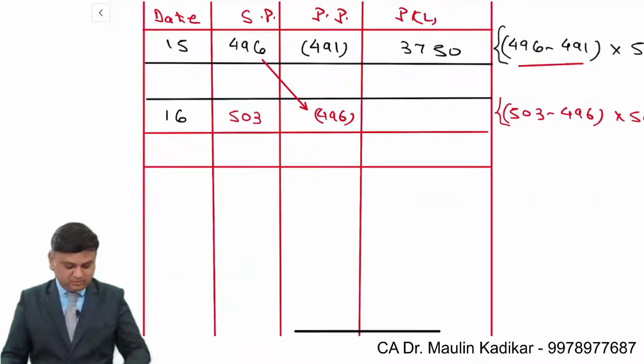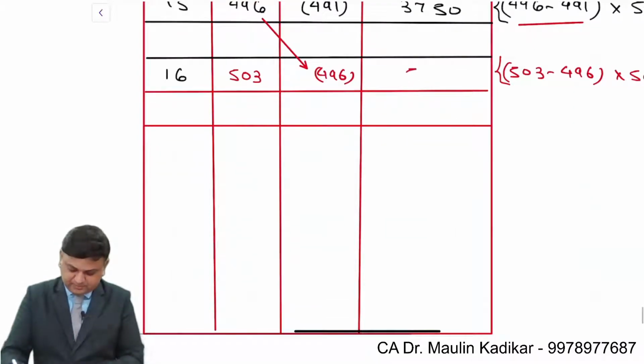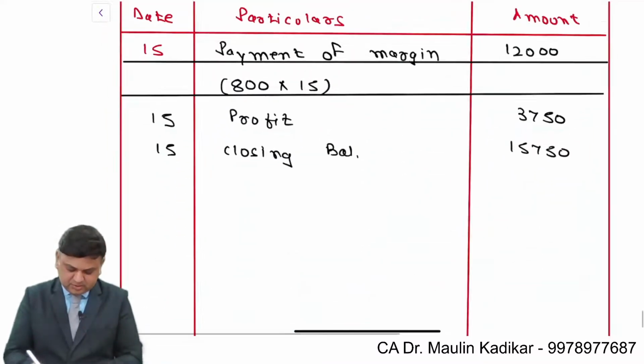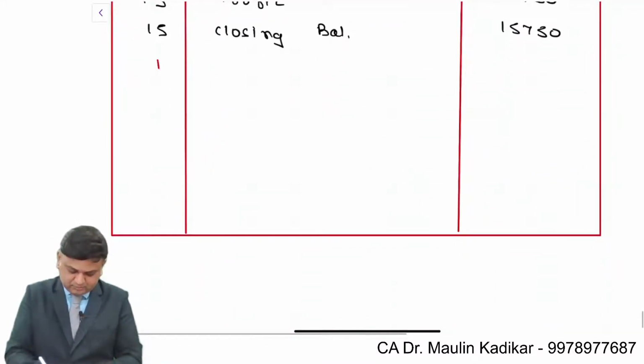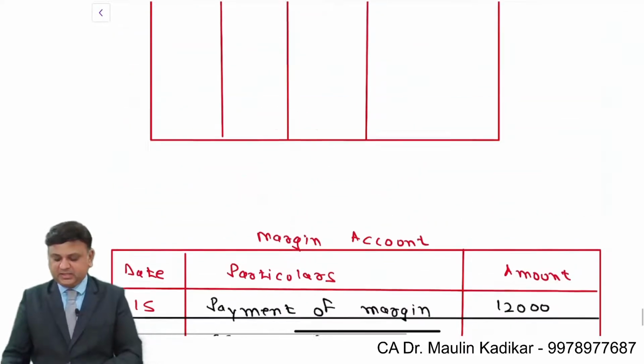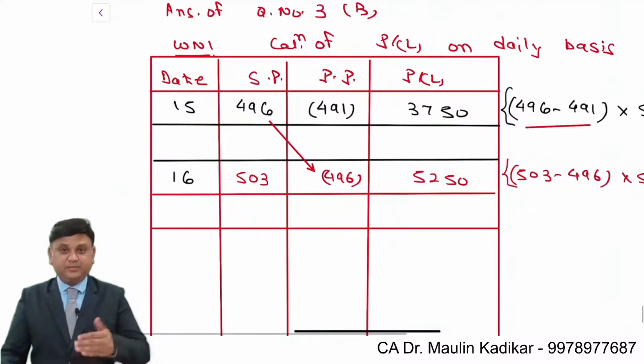And this amount comes to 7 into 50 into 15. That comes to 5250. So on 16th, again there is a profit. What is the amount of profit? 5250. Accordingly, this statement will be prepared further.